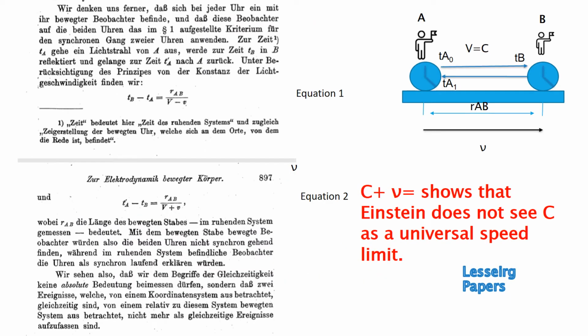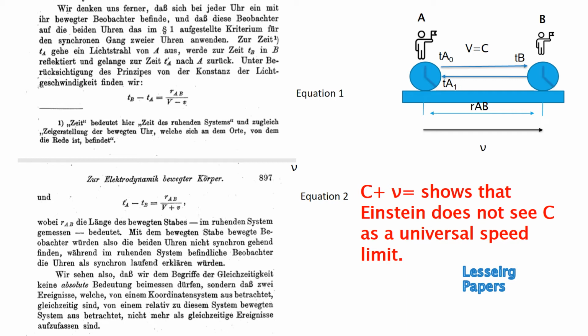So then he moves on to the moving system. And here, I've drawn out what he describes. He describes a metal rod, and on each end of this rod he puts a clock. And on top of that clock, he puts an observer. Then he sends a light signal from A to B, and that signal is then reflected back to A.